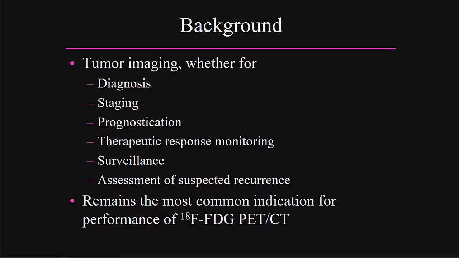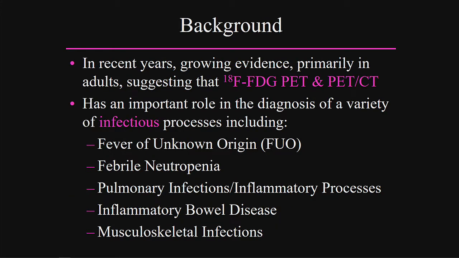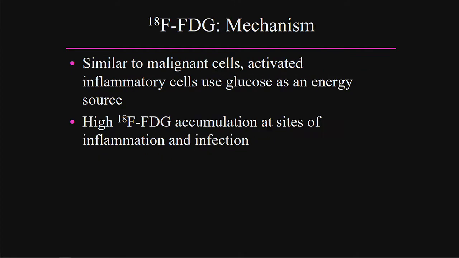As you know, tumor imaging remains the most common indication for the performance of FDG PET-CT, but in recent years there's a growing body of evidence which comes from the adult literature suggesting that FDG PET or PET-CT has an important role to play in the diagnosis of a variety of infectious processes, including fever of unknown origin and febrile neutropenia, for pulmonary infections or other inflammatory processes, for inflammatory bowel disease and musculoskeletal infections.